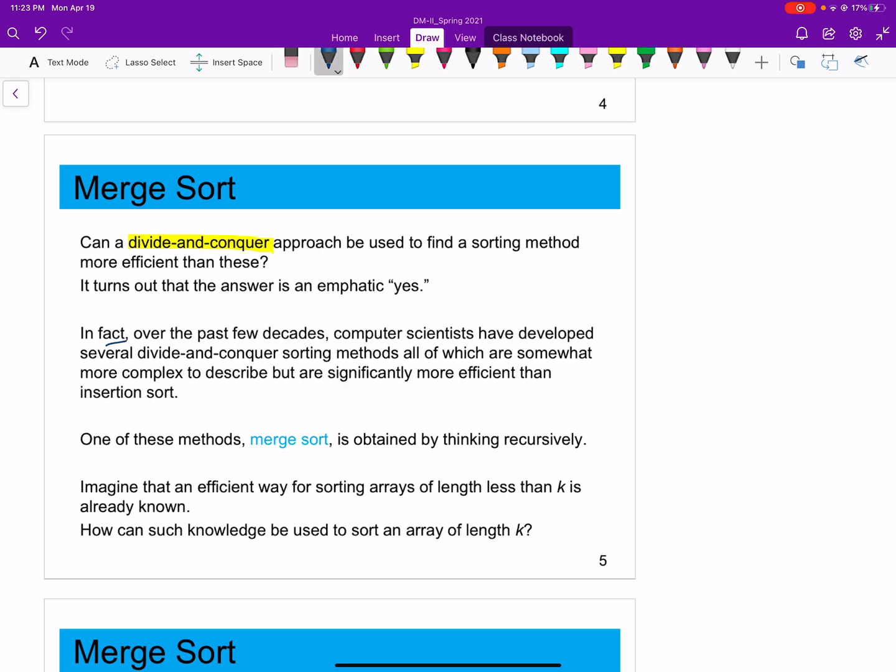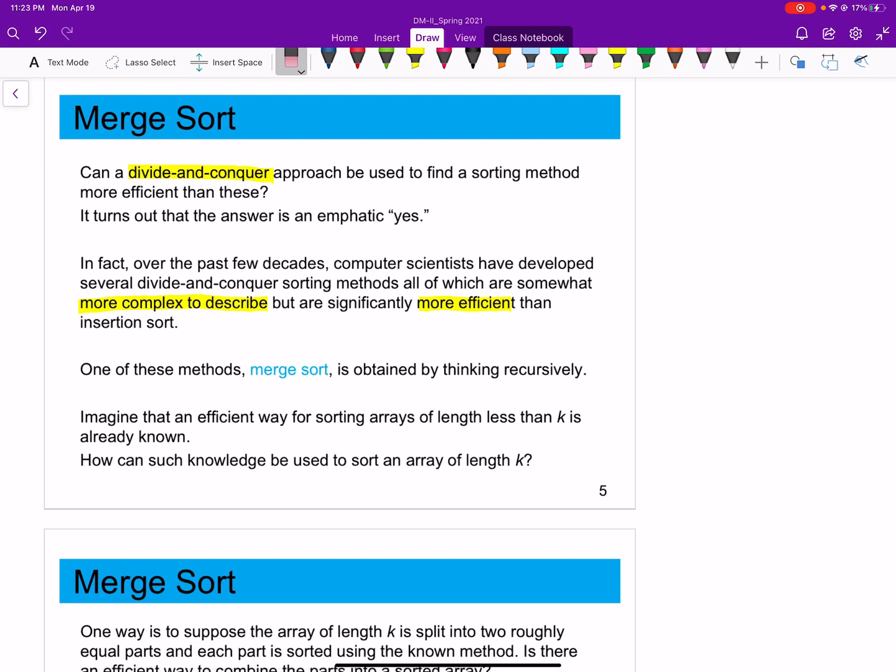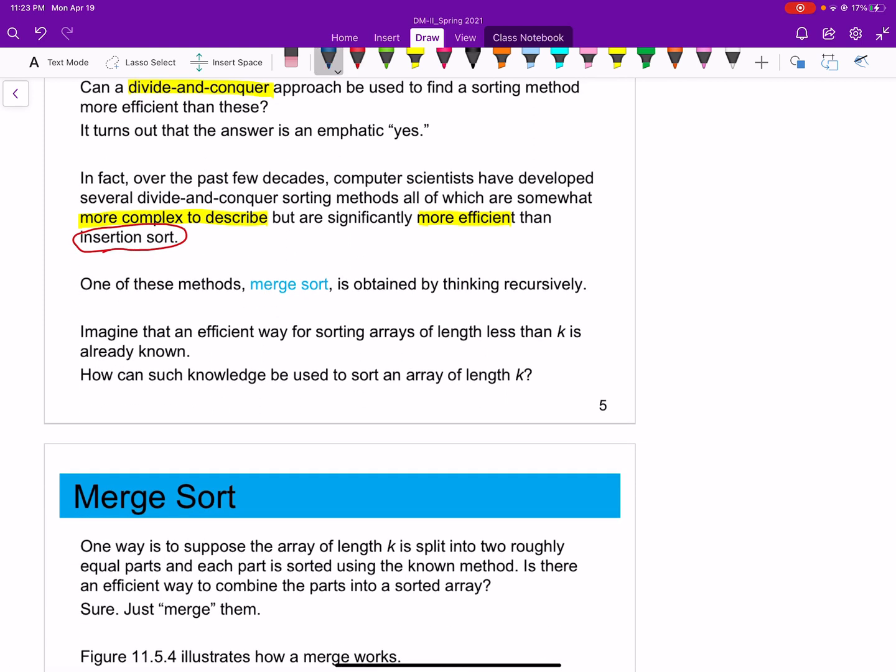In fact, over the past few decades, computer scientists have developed several divide and conquer sorting methods, all of which are somewhat more complex to describe but are significantly more efficient than insertion sort. More complex to describe, but more efficient. It is not like the insertion sort, which is the opposite: less complex, less efficient. One of these methods is called the merge sort. This sort is a recursive sorting method.